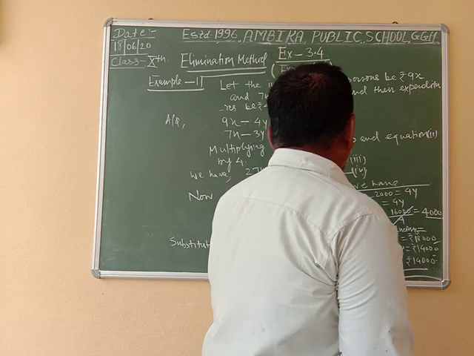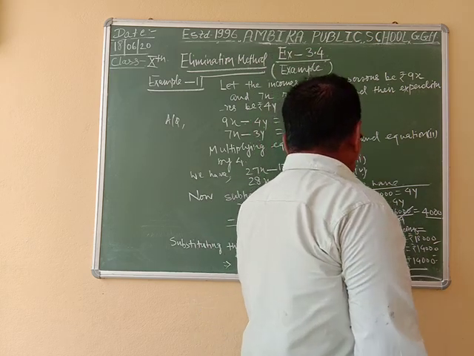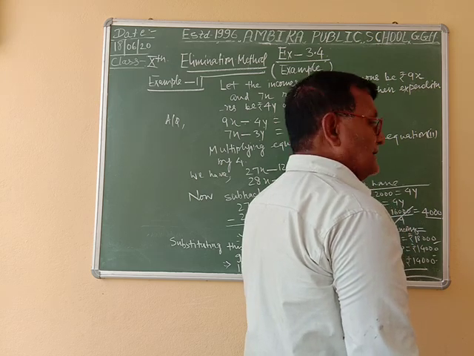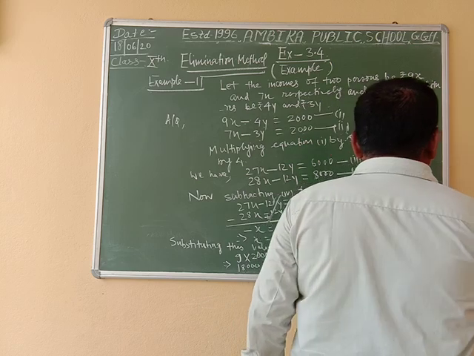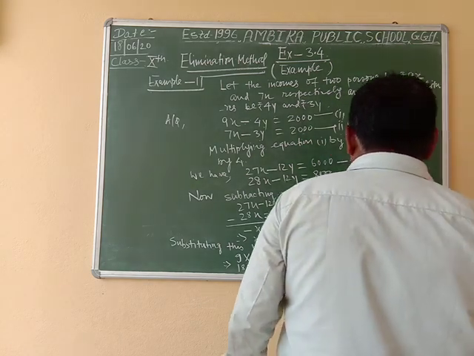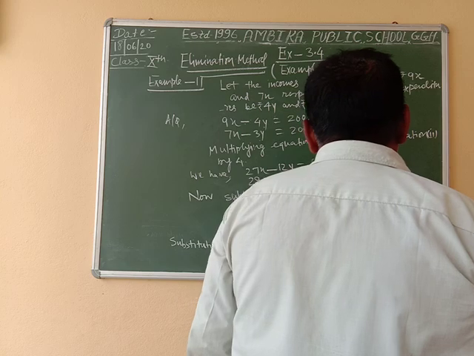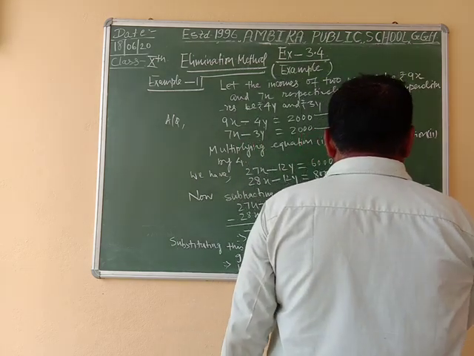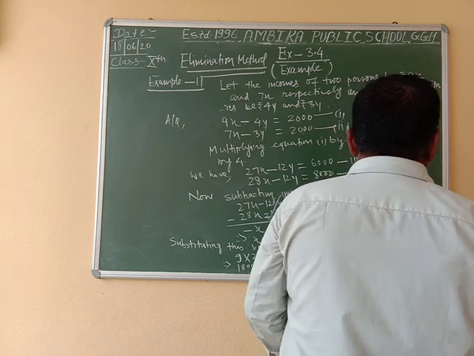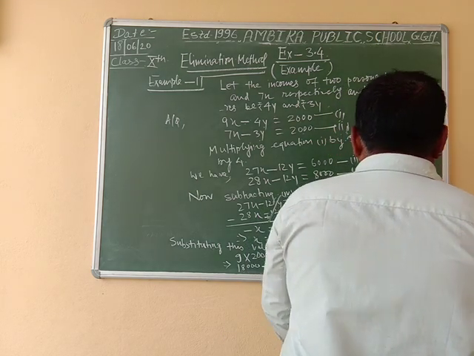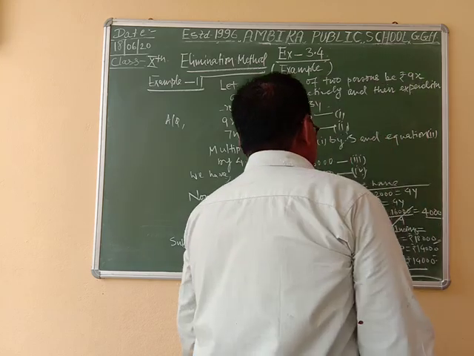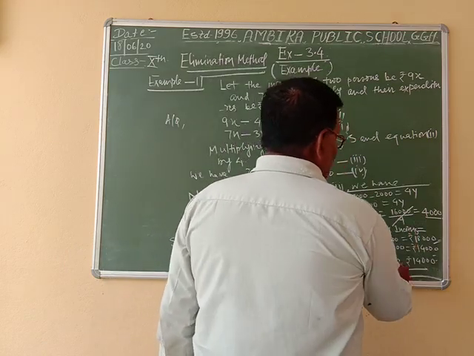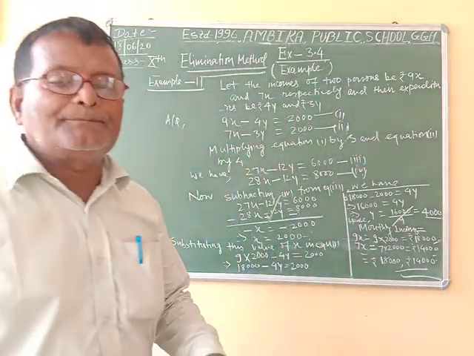Hence the monthly income of the first person is 9x, which is 9 into the value of x, 2000. So the income of the first person is 18,000 rupees and the income of the second person is 7x, which is 7 into 2000, equal to 14,000 rupees. Hence the incomes of the two persons are 18,000 and 14,000.